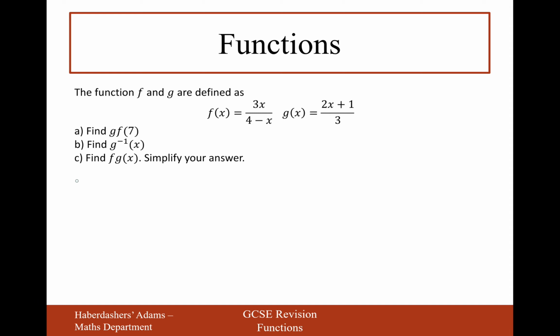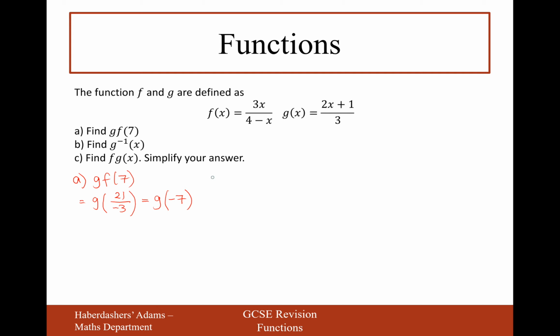Okay, so for the first question here, let's do it down here. It's going to be gf of 7. So substituting 7 into the f function, I'm going to get 21 on the top. And then it's going to be 4 minus 7 on the bottom, so that would be minus 3. 21 divided by minus 3 is minus 7.